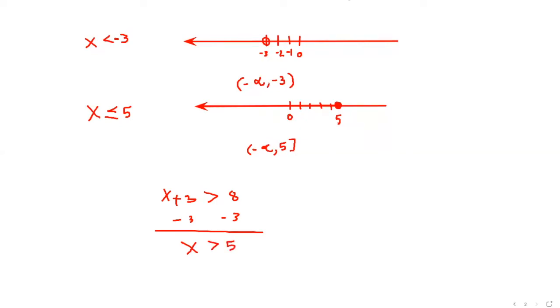If you want to draw the graph, you can draw it like this. So this is my 0 and suppose this is my 5 and it is more than 5. So 5 is not included. So it's a hollow circle and it should be towards the right because more than. So it should point to this direction. We can write it in the notation form. It's more than 5, so it starts at 5 and it goes up to infinity.